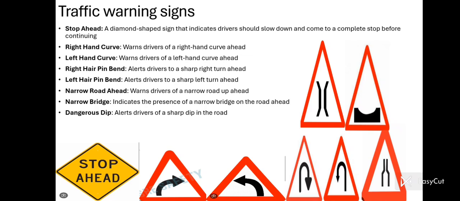And this one is a narrow bridge. It indicates the presence of a narrow bridge on the road ahead. After that, it is known as a dangerous dip, alerting drivers to a sharp dip in the road. For example, there are some big holes in the road, right? Then the sign tells us to be aware.